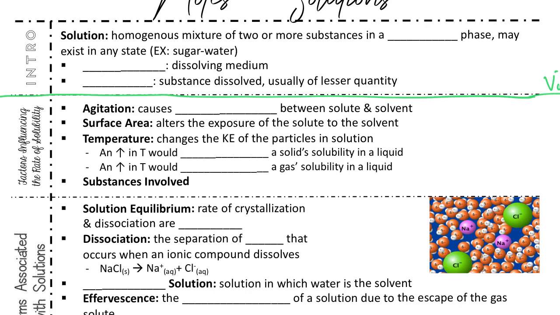Right, this is part 2 of the notes we did on Wednesday. And we started off with solutions. It's a homogeneous mixture of two or more substances that are in a liquid phase. Now, the solvent is the dissolving medium, otherwise known as the thing that's doing the dissolving. This is usually the liquid. And the solute is the substance that's being dissolved, and this is usually going to be a solid.